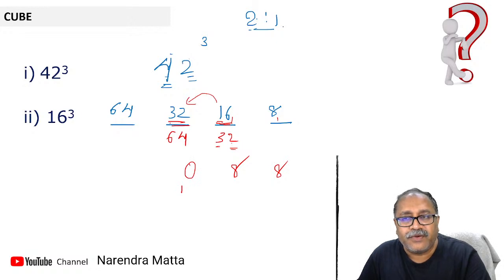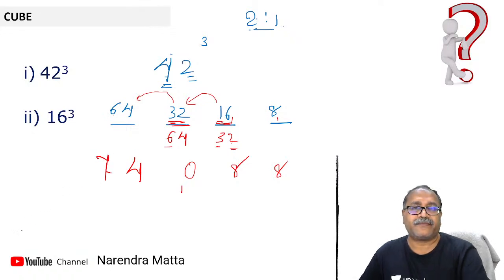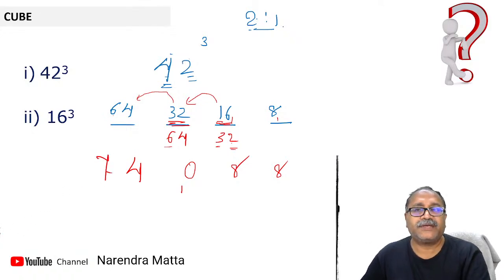Next, what do we do with this 3 and 6? That's 9. The 9 will be carried over here. So 9 plus 4 is 13, 13 plus 1 is 14. Carry 1. And 6 plus 1, 7. That's over. That's 42 square.